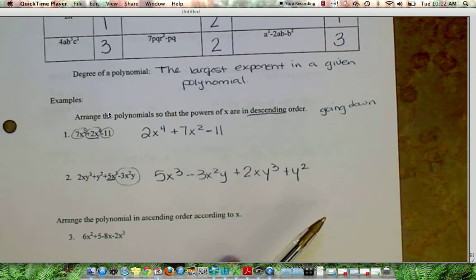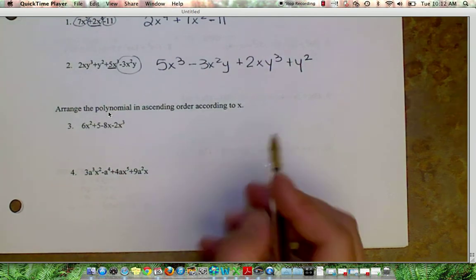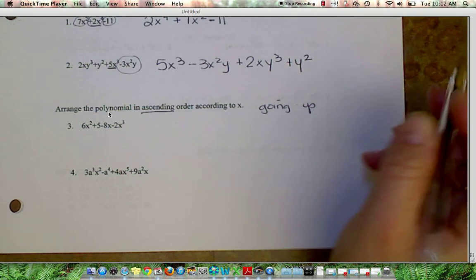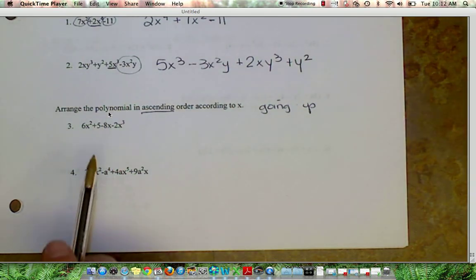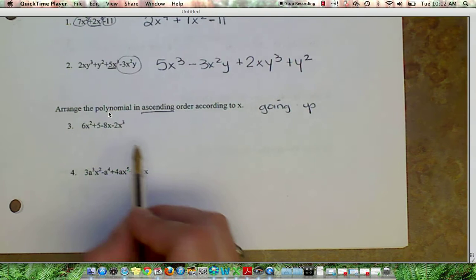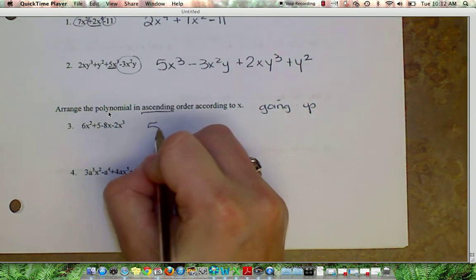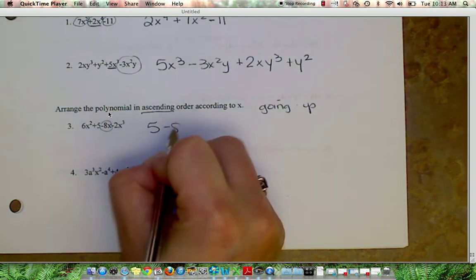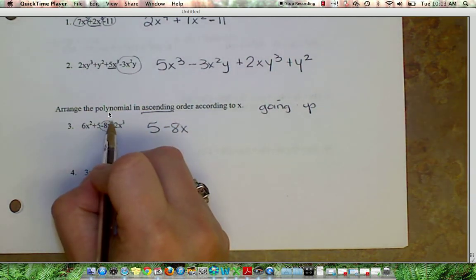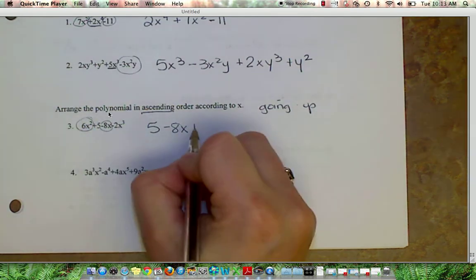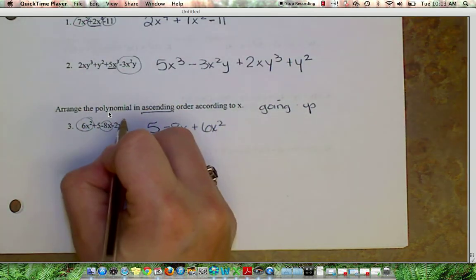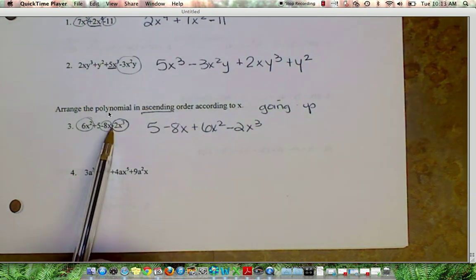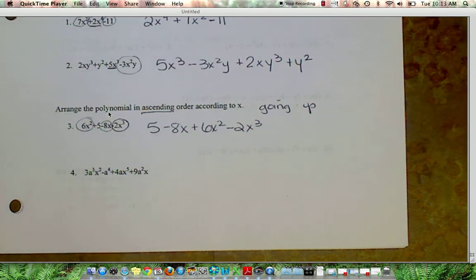The opposite of that then would be to put them in ascending order. That means going up. And so we start with our lowest exponent or no exponents first. So our lowest exponent is 5. Then we have x to the first, because there's no number, it's understood to be 1, x to the second, and x to the third. And you need to make sure that the sign always comes with it, whatever sign is in front of it.